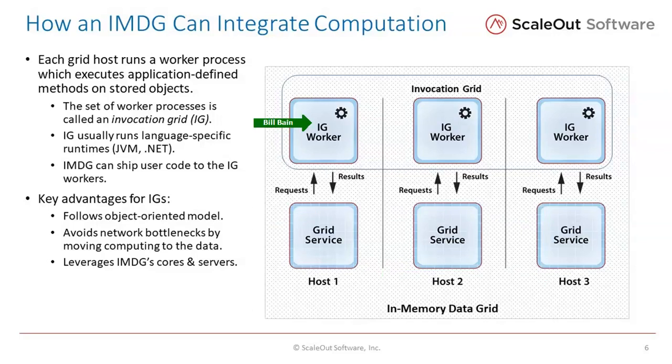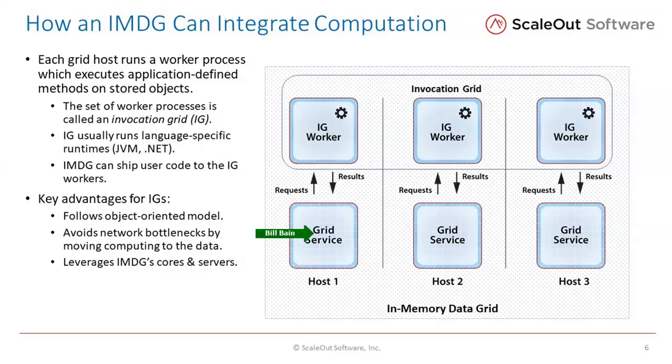This runs a language runtime, either a JVM in Java or a .NET runtime or a C runtime if it's C or C++, or it could be Node as well. So these IG workers allow us to execute user code which is shipped to these workers transparently by our APIs, so that when this code has been positioned on all of the IG workers, now we can send requests to these IG worker processes and they can access local data.